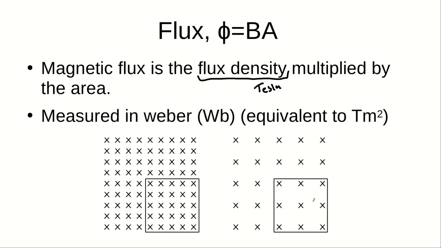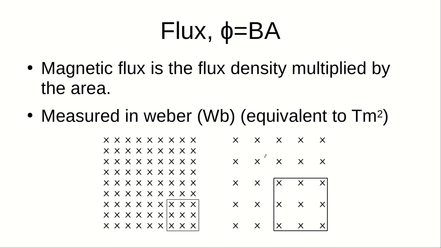However, if we change the area rather than the field strength or the flux density, now we've got a greater flux density or field strength over on the left hand side. We've got the same flux because there's a smaller area. So greater flux density, smaller area, in this example gives me the same flux as a lower flux density, greater area. So flux can be imagined to be the number of field lines, and then flux density is the number of field lines per area, if you like. We measure flux in Webers, and that's equivalent to a Tesla meter squared.